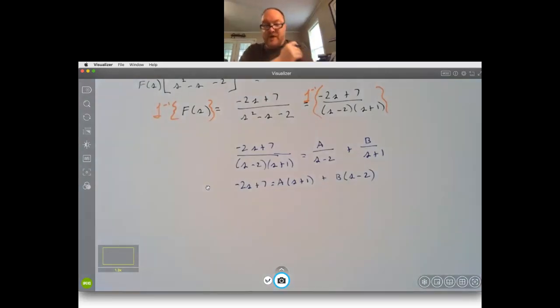And you remember how partial fractions works? We want to choose convenient values for S. Remember, S can be any value mathematically. A and B are fixed. I want to choose any convenient value for S so that I can solve for A or B.